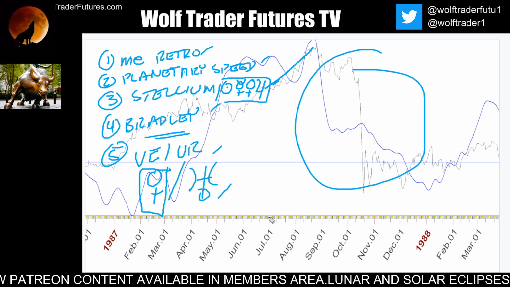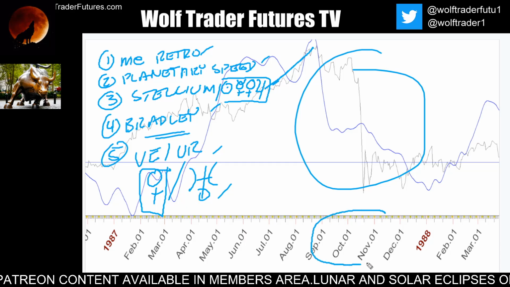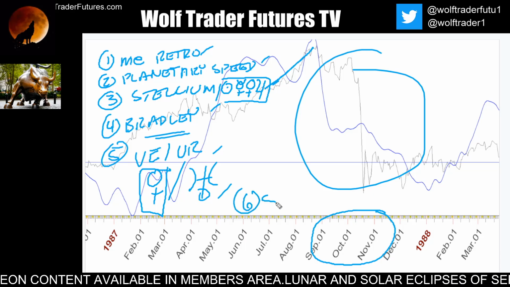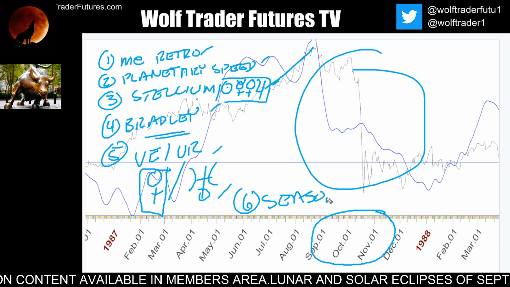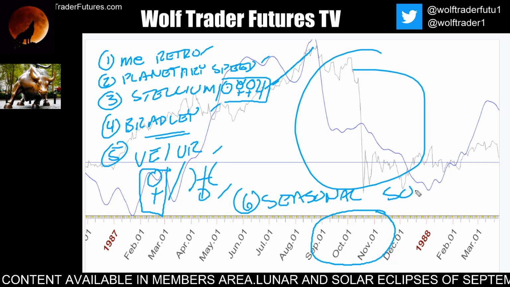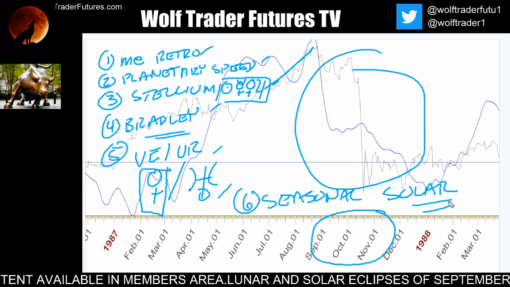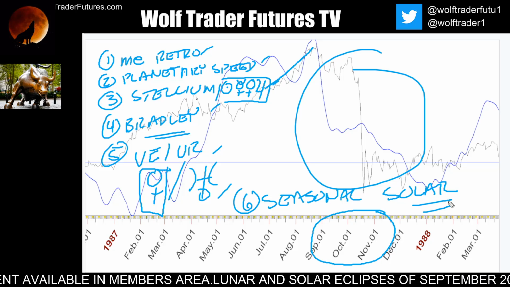And then of course we had our October pattern into there too. So that was a seasonal pattern. I would throw this in the other one here, the seasonal pattern, and that's also a solar cycle, which we can address later. But the seasonal pattern is basically what it is doing at each part of the month, each part of the year.